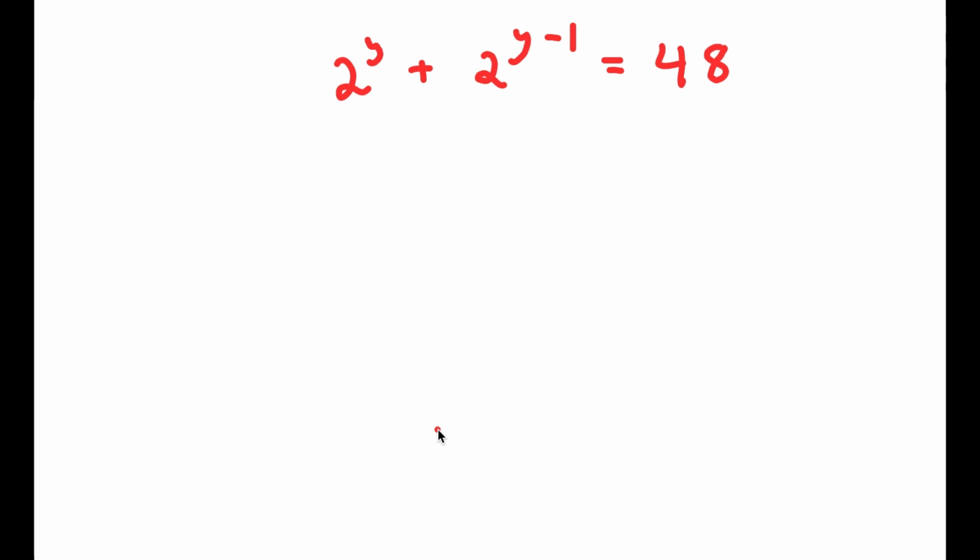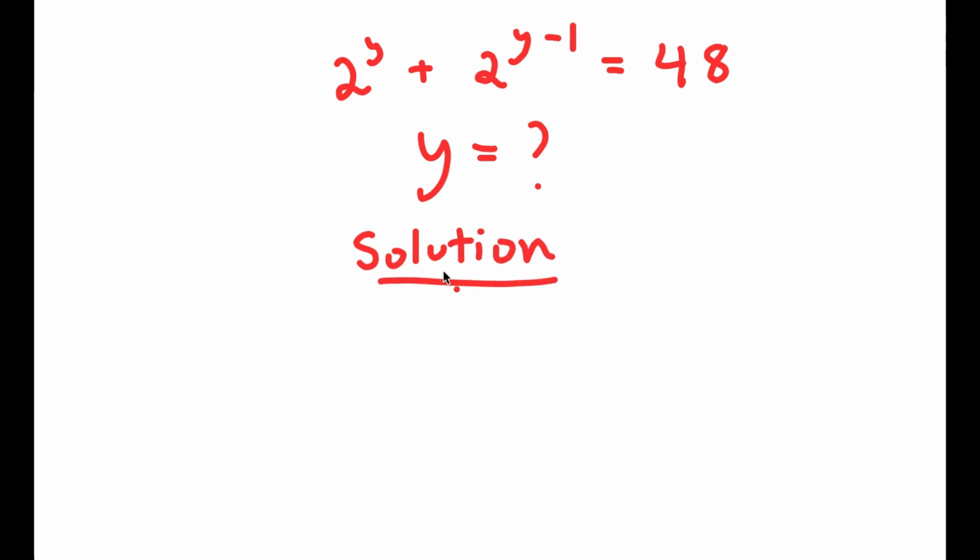Alright, so in this problem, I have 2 to the power of y plus 2 to the power of y minus 1 is equal to 48. So obviously, I want to find the value of y here. So for my solution, I'm going to start by rewriting my equation. So I have 2 to the power of y plus 2 to the power of y minus 1 is equal to 48.